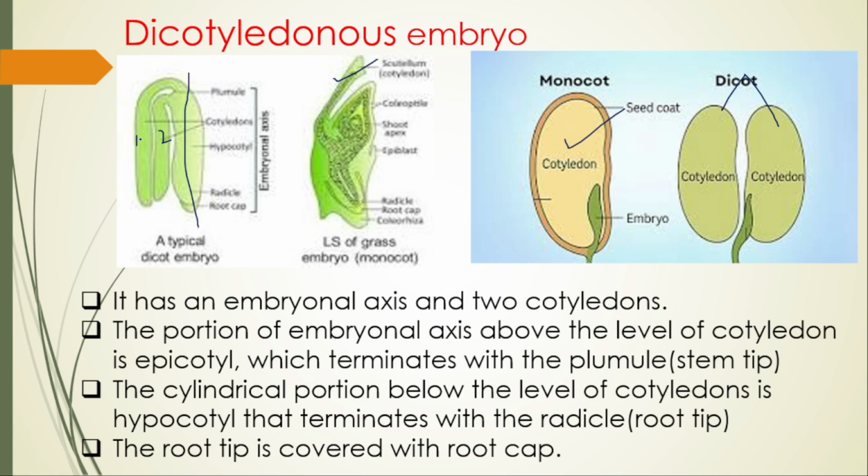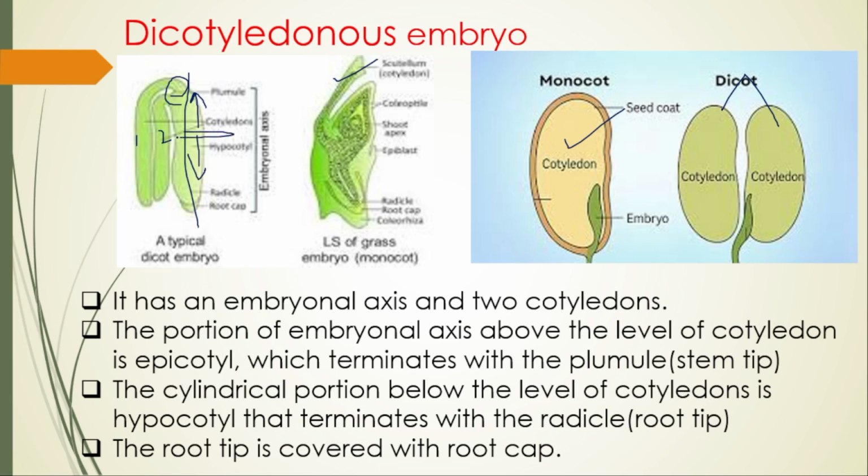See, these are the cotyledons, above which is said to be epicotyl, and below is said to be what? Hypocotyl. The hypocotyl region contains the radicle which leads to the root, whereas the epicotyl will have the plumule, which is the stem tip. This is actually the plumule, which is having what? Stem tip. The cylindrical portion below the level of the cotyledon is the hypocotyl, that terminates with the radicle, that is the root tip.